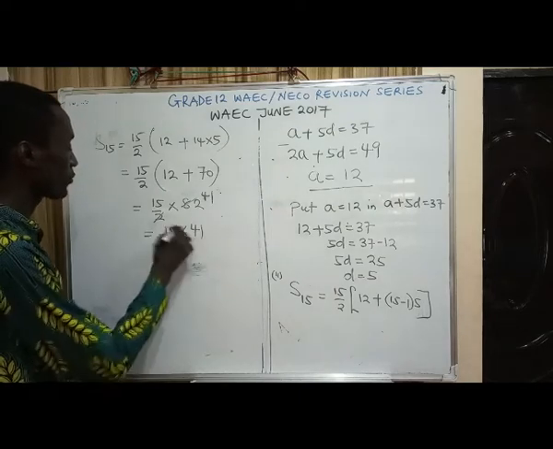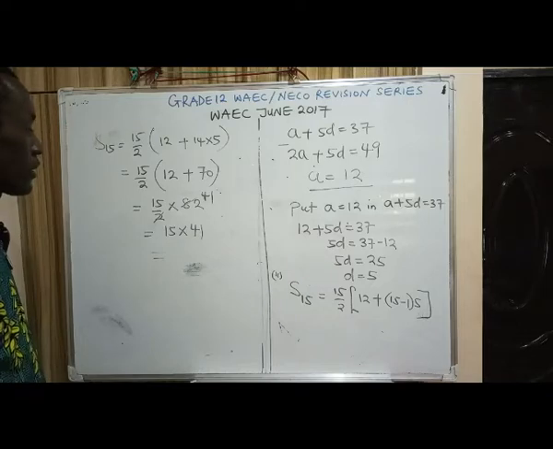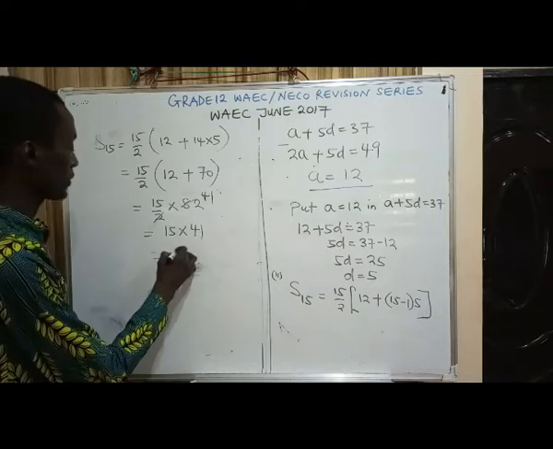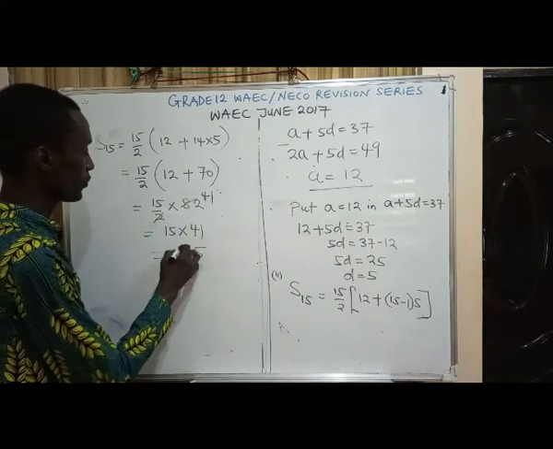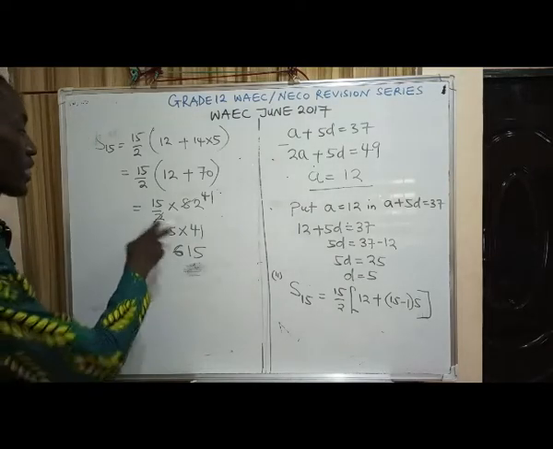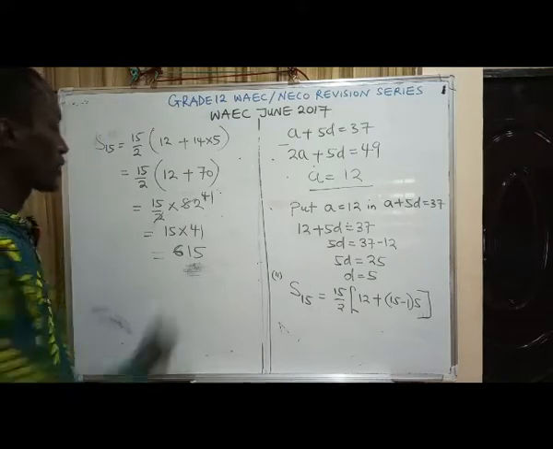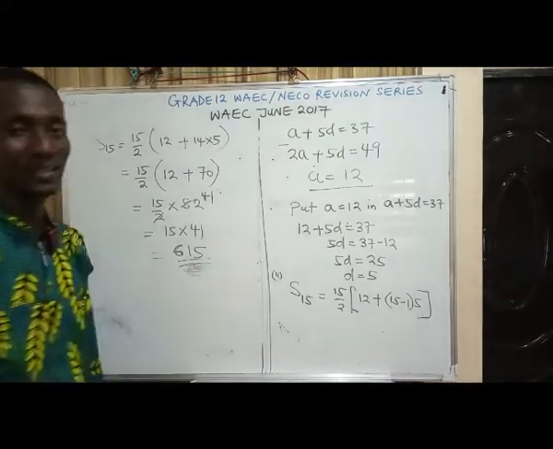So how do you end up? 15 times 41 will give me 615. If I'm right, 615 will be my answer. How did I get that? I took 40 times 15, that will give me 600, and I added 15 to it, 15 times 1. So that's it. That's all the techniques you can master.